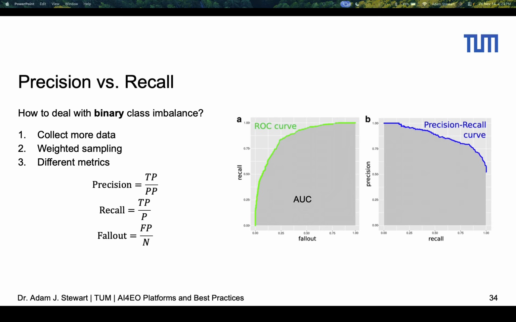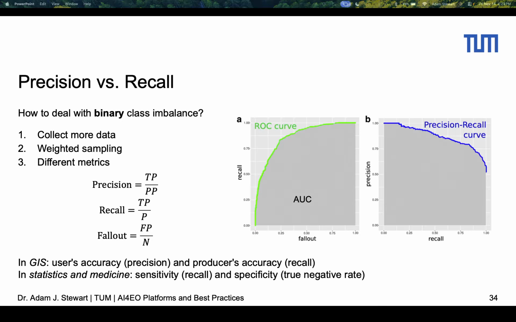If you see this ROC curve, it is just the trade-off between recall and fallout. And you'll also sometimes see this area under curve as another number that people predict. So there's a lot of different ways that you can split this up.